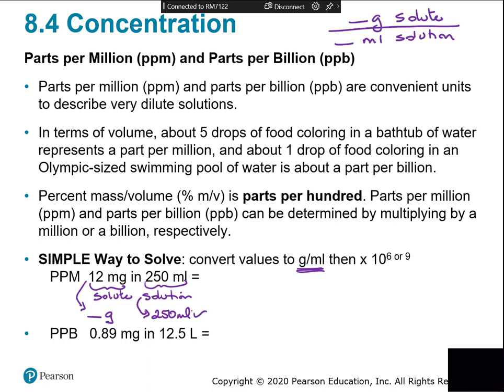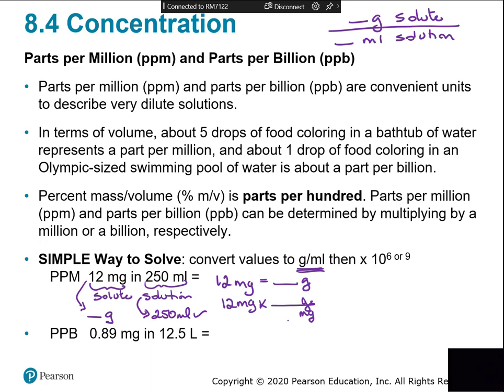So in each case, look at the solute amount. If the solute is anything but grams, you're going to have to do a unit conversion. So 12 milligrams is equal to how many grams? Well, that's just a single step, right? So remember what you do. You put down what you're given, times in the line. What unit goes on the bottom? Milligrams goes on the bottom. Grams goes on top because that's what I want.